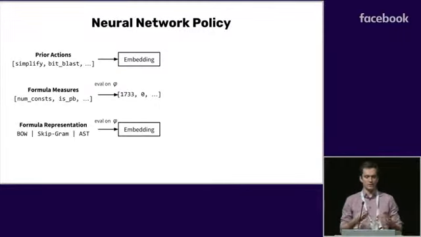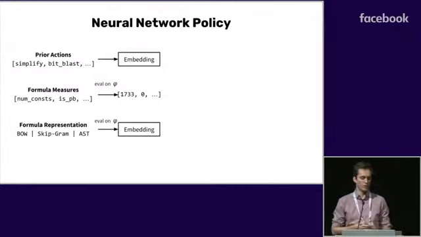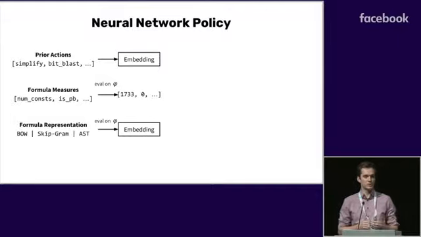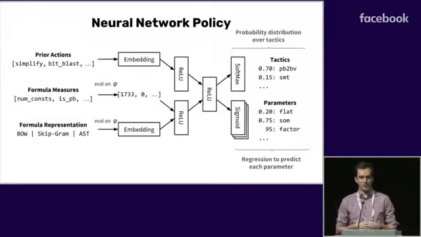So for learning the policy, you can imagine there are many ways how we can do it. What worked best in our case is the following neural network policy. It has 3 inputs. The first one is an embedding of the actions you've taken so far. The second one is a set of formula measures that gives you statistics about the current formula, such as the number of constants it has or whether it belongs to a particular theory. And the third one is the representation of the formula itself. And here we tried different ways, including bag of words, pre-trained skip-grams, or by looking at the abstract syntax tree of the formula. Using these inputs, we can run it through the network, and we get two types of output.